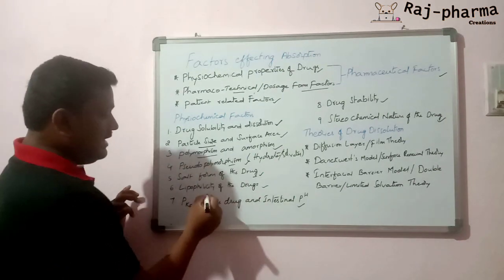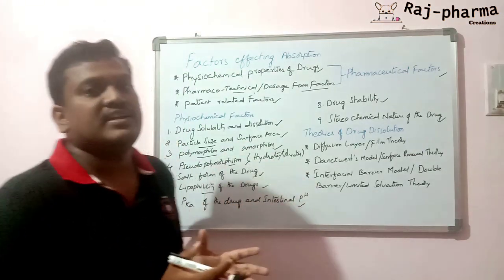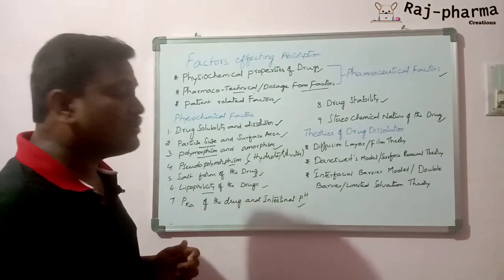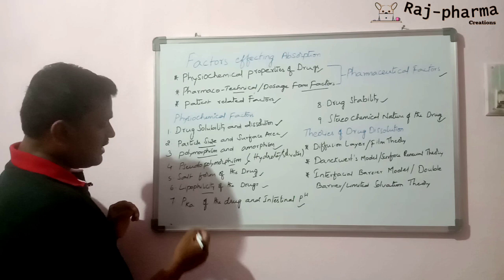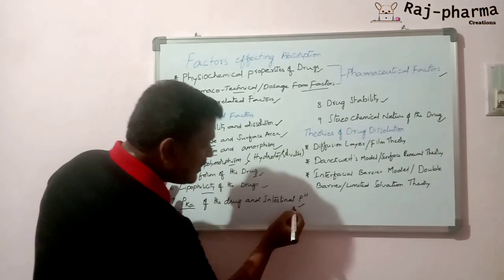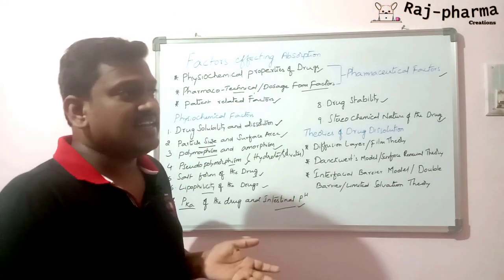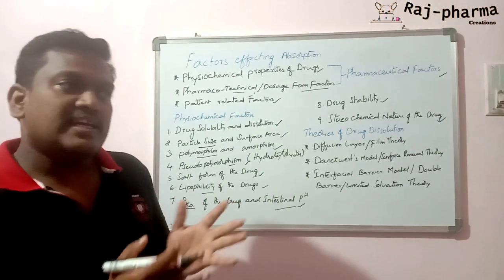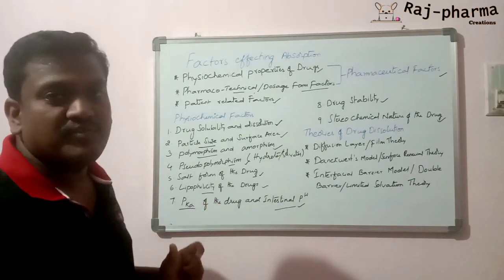Then comes lipophilicity. Lipophilicity is a factor which can influence the permeability of the drug. If the drug has lipophilicity, the drug will be easily permeable. We have to understand the lipophilicity of the drug, which is a very important physicochemical property. Then comes pKa, which is very important, and then gastrointestinal pH. Based upon the pH of the gastrointestine, the solubility of a particular drug and its ionization will depend. So we have to know about the gastrointestinal pH and the pKa of the drugs.